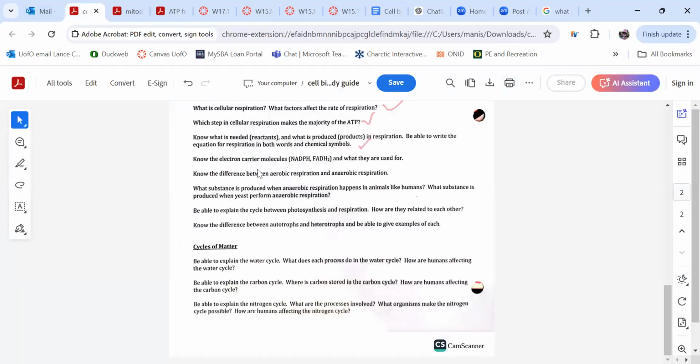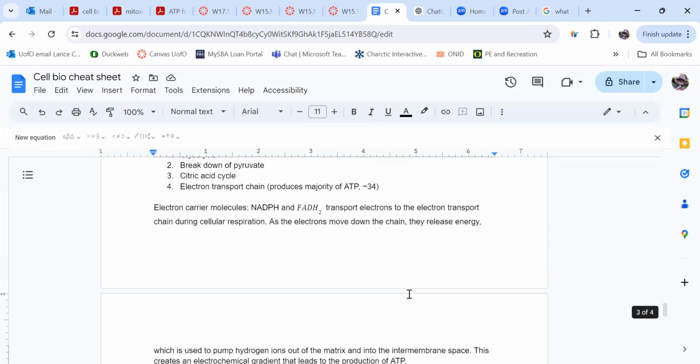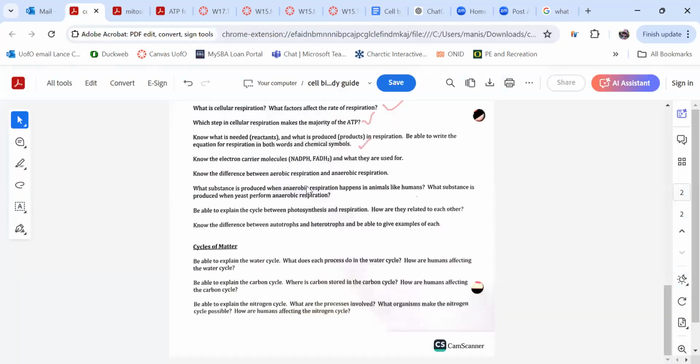That we have to know the electron carrier molecules, NADH and FADH2. I feel like we didn't talk about them enough, so that's something I would write down on a cheat sheet. If it wasn't covered enough and you feel like you're going to be tested on it, might as well know it, or write it down somewhere where you can know it. Electron carrier molecules, NADH and FADH2 transport electrons to the electron transport chain during cellular respiration. As the electrons move down the chain, they release energy, which is used to pump hydrogen ions out of the matrix and into the intermembrane space. This creates an electrochemical gradient that leads to the production of ATP. That's pretty good. That's really in depth right there. I don't think we're going to miss any questions about these two energy carrying molecules.